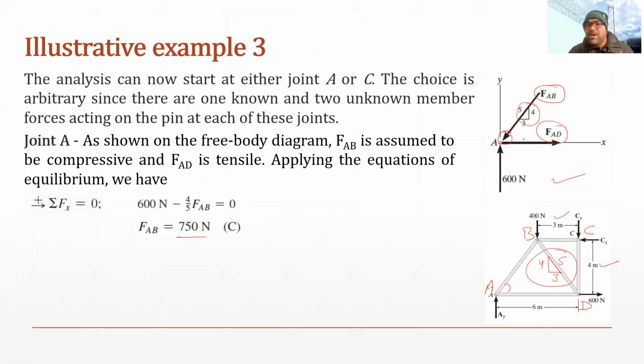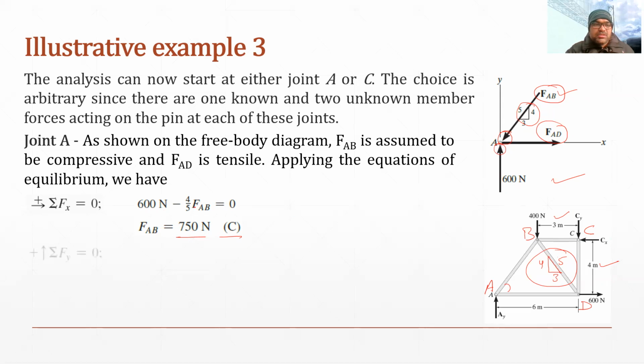Then in member AD, we are assuming that it will be in tension and the reaction is upward. The value is already known. So the FAB value is 750 Newton, which is compression. We have assumed the same sense, which is pointing towards the joint, and it is compression.